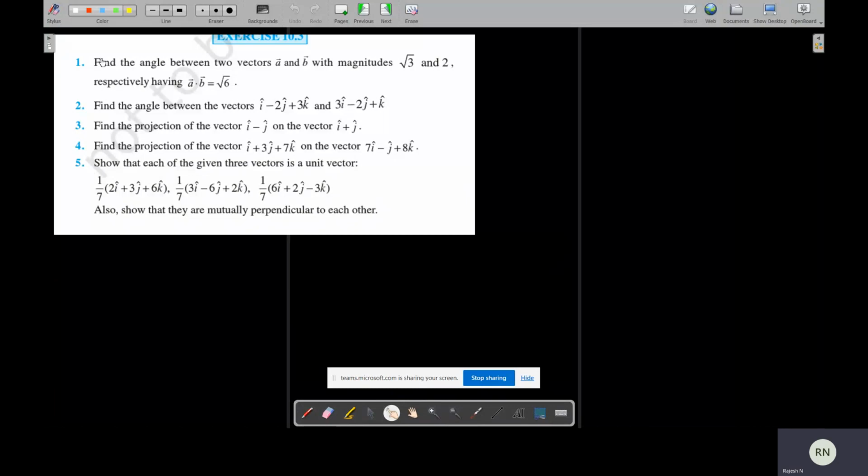So good morning. Yesterday we studied the dot product. Now we will do some problems based on this dot product. Find the angle between two vectors a bar and b bar with magnitudes root 3 and 2 respectively, and having a bar dot b bar equal to root 6.